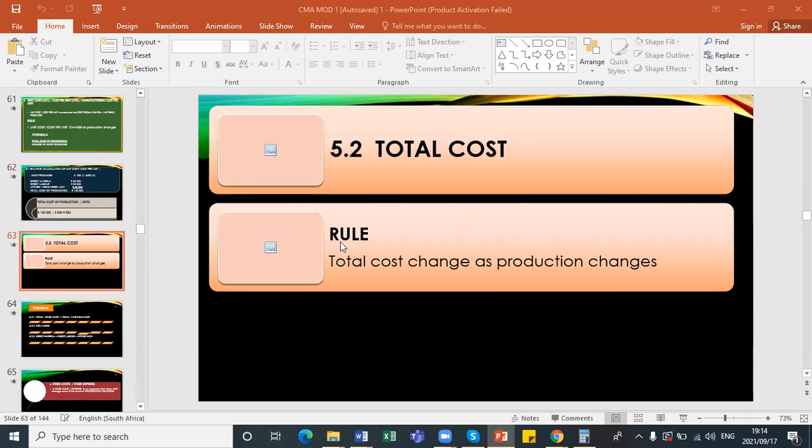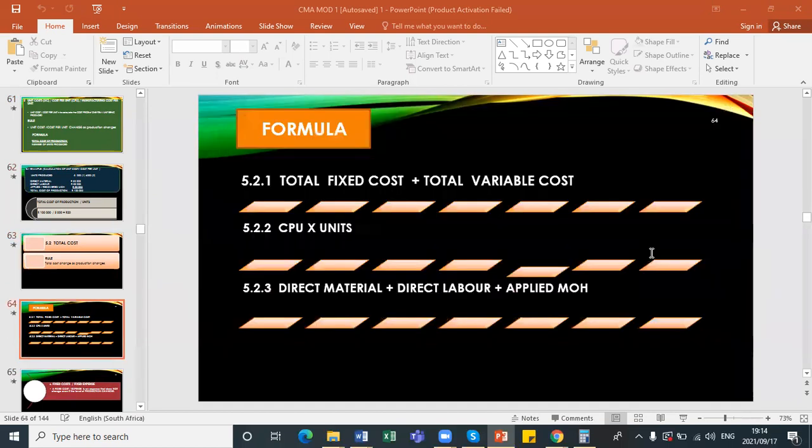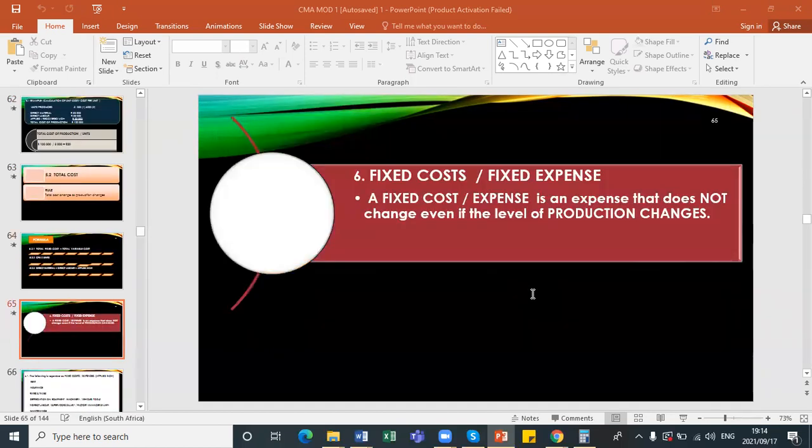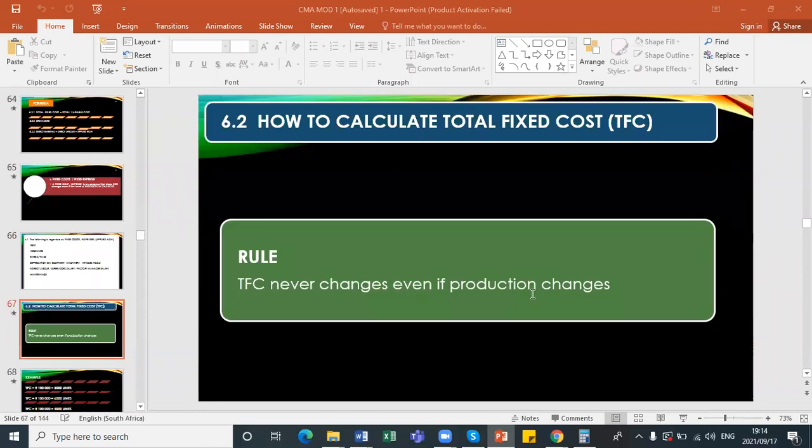Our total cost, the rule here is total cost will change as production changes. In this calculation, there will be 3 formulas. You can only use one of these formulas. The formula you are going to use will be dependent on the information they give you. So it's total fixed plus total variable, cost per unit times units, or direct material plus direct labor plus applied overheads.